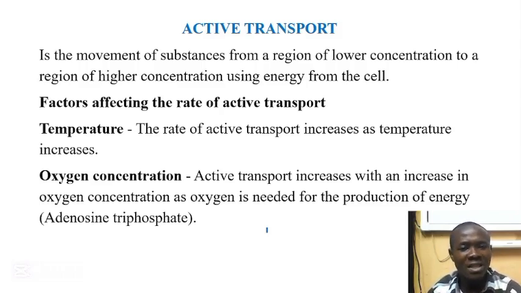So these are some of the factors that affect active transport. We have temperature, which I have discussed several times, and we have oxygen concentration. So let's talk about oxygen concentration. Mind you, we need oxygen for the production of energy in the body. The food we take in will be oxidized by the oxygen we take in during respiration. So that tells us the food needs to be oxidized to give us energy.